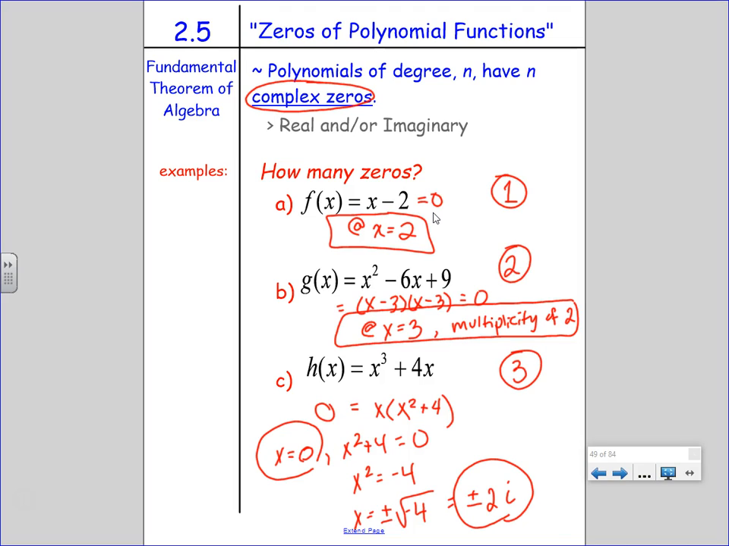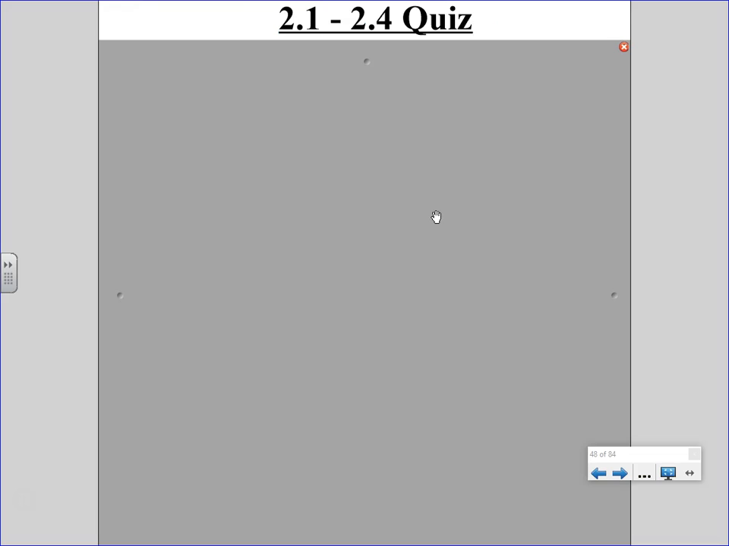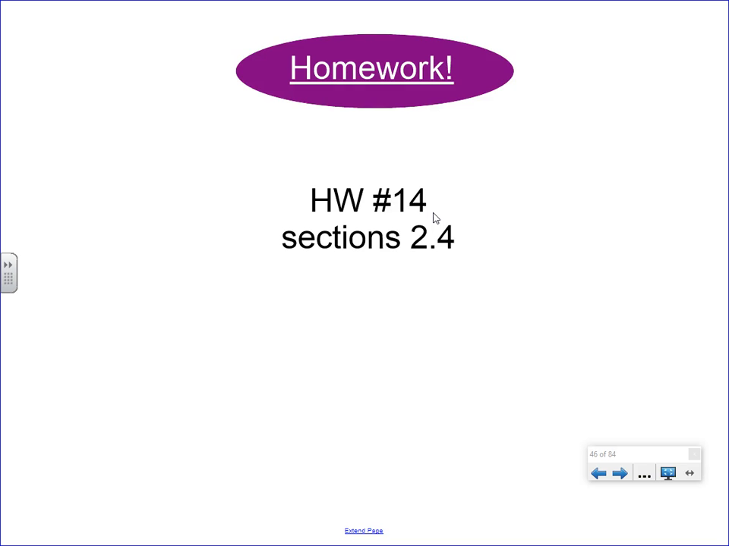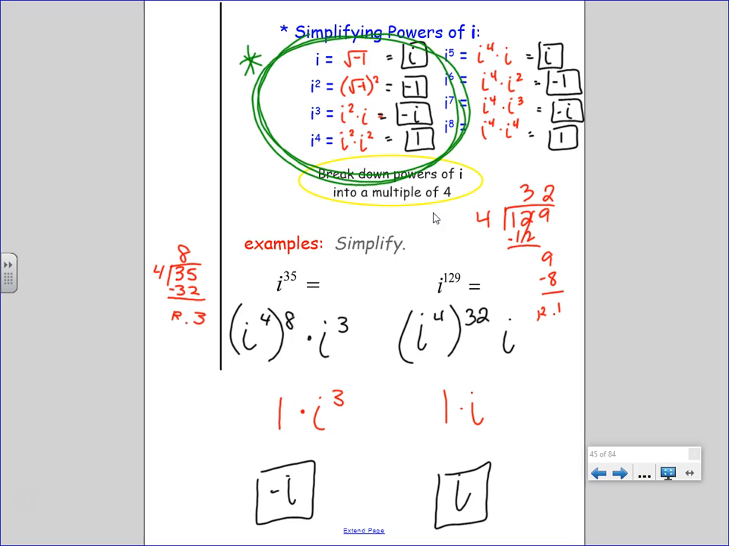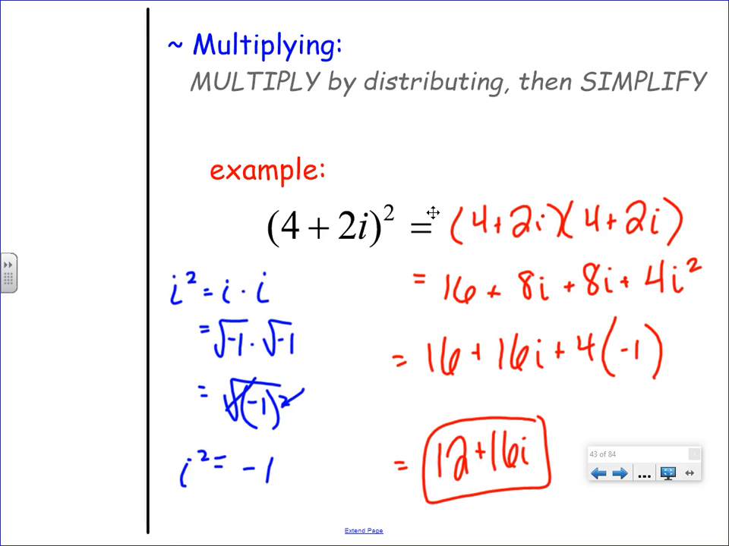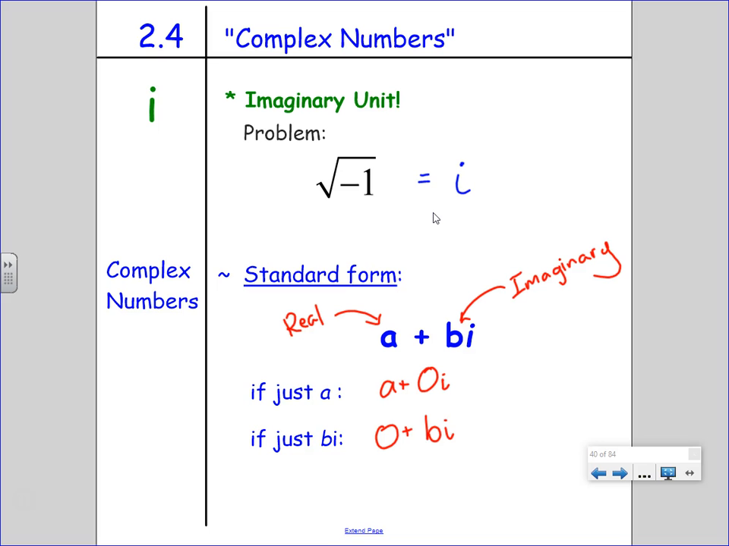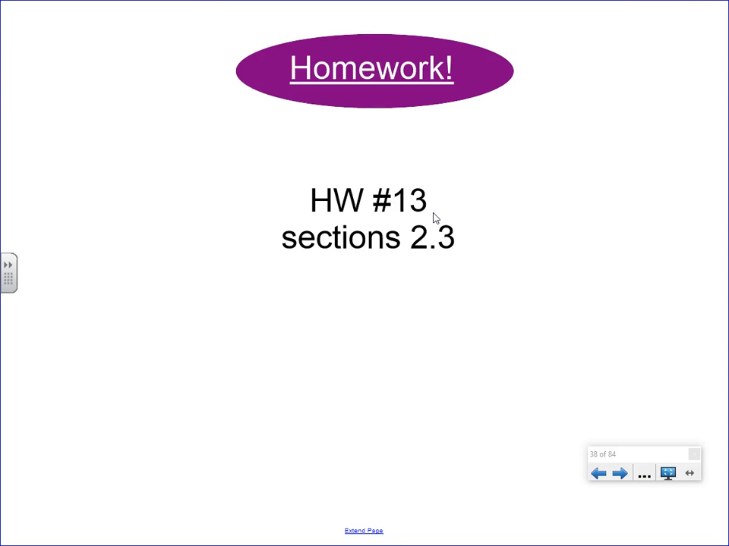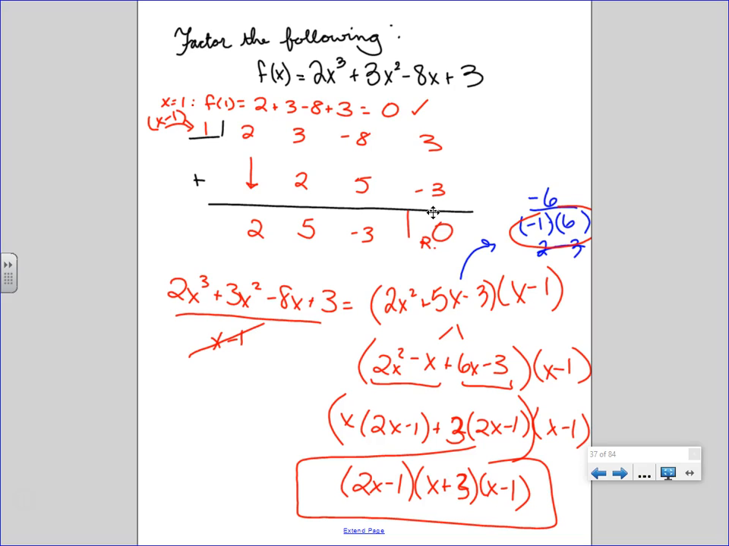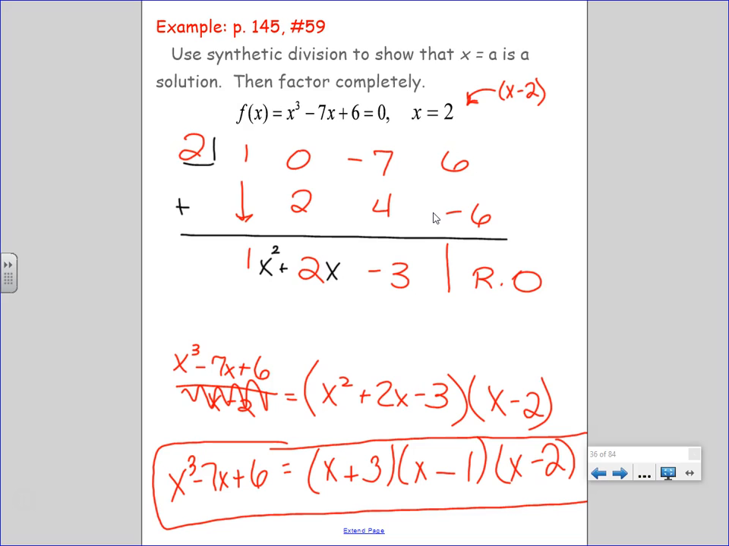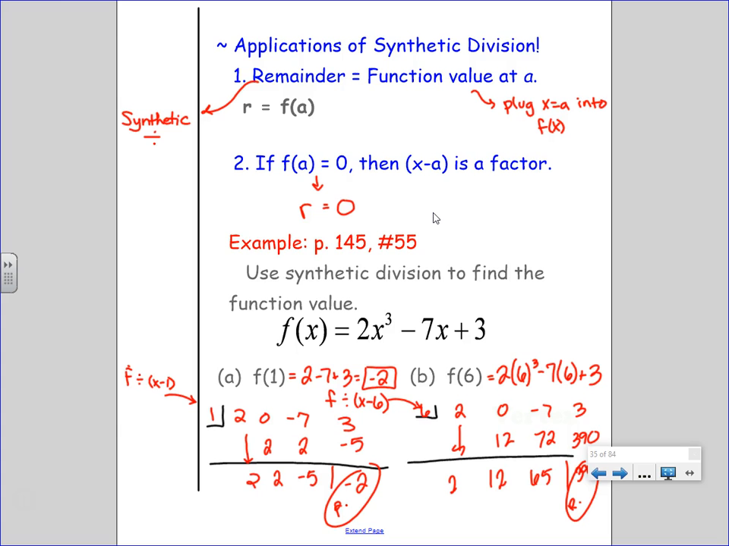Like what? What was there in 2.4? Good try. 2.4 was imaginary stuff. We're going to check that right now. Maybe some stuff to study, but hopefully not crazy hard. Don't memorize that. 2.3, what was in there? Oh, synthetic and long division. You guys liked that homework, right? We can do that. Just review it a little bit.